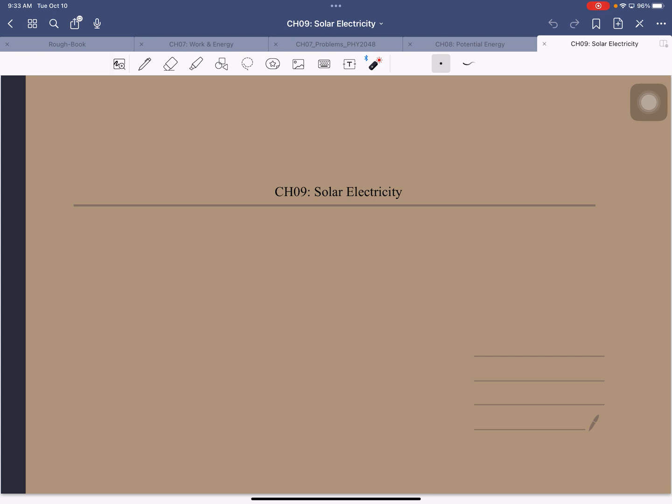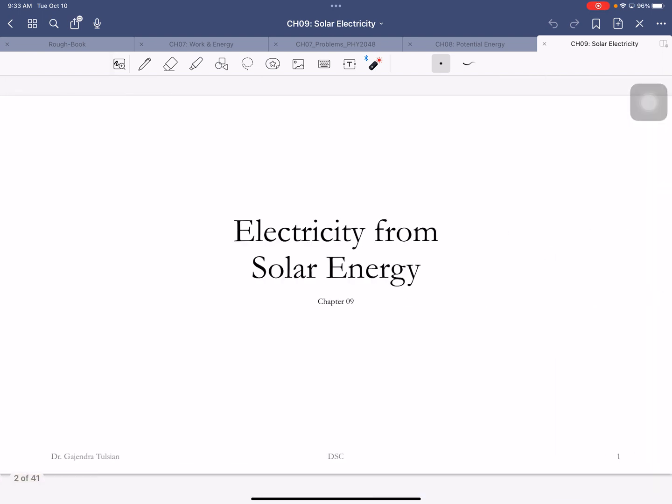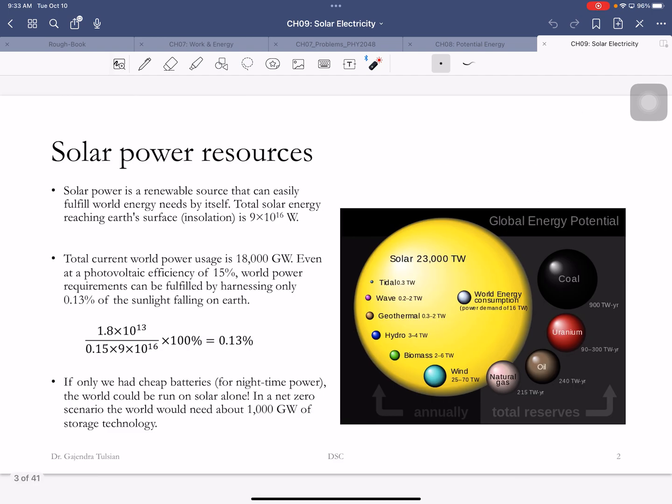You guys have seen solar panels out there, and we'll talk about how the solar panels work. The story is a little complicated. Well, it's a little involved, so if you want to understand it, you'll have to pay close attention. All right, so electricity from solar energy.